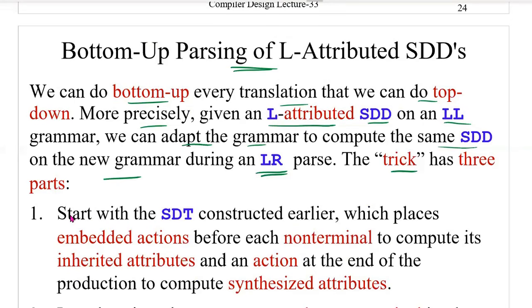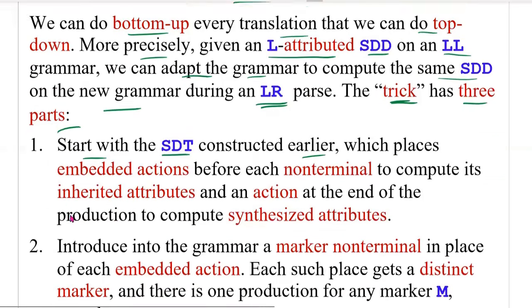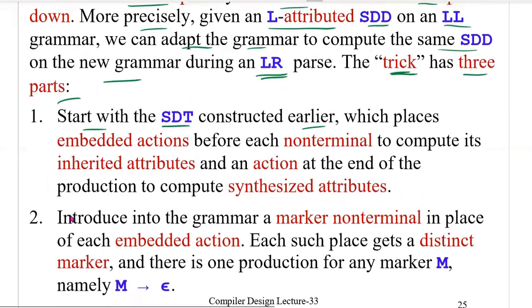The trick here we will use is a method with three parts. First, start with the SDT constructed earlier, which places embedded actions before each non-terminal to compute its inherited attributes, then an action at the end of the production to compute the synthesized attribute. Second, introduce into the grammar a marker non-terminal in place of each embedded action. Each such place gets a distinct marker, and there is one production for any marker, M derives null.